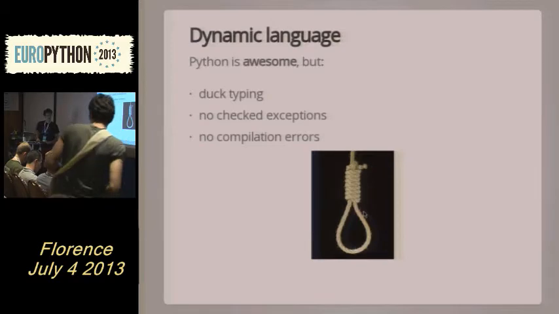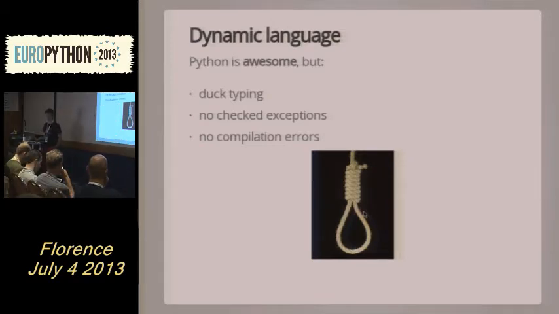So Python is a great language, as you know, but has a few things which make life harder for us. So duck typing, so there are no types, there are no checked exceptions like in Java, and there is no compilation step that tells you what probably you've done wrong. Compilation doesn't catch all the possible errors, even in other languages, but at least gives you a lot of things. So actually you have a lot of rope to hang yourself with.